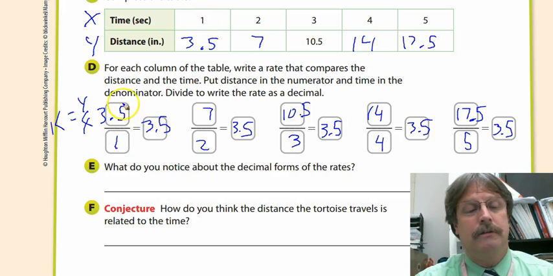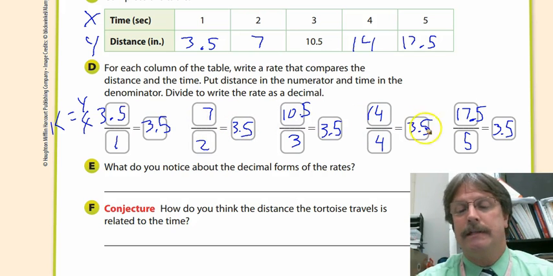And if you do the division, 3.5 divided by 1, you get 3.5. Go on to the next one. 7 goes in the y because it's the y position. 2 goes in the 2 position because it's the x value. 7 divided by 2 is 3.5.